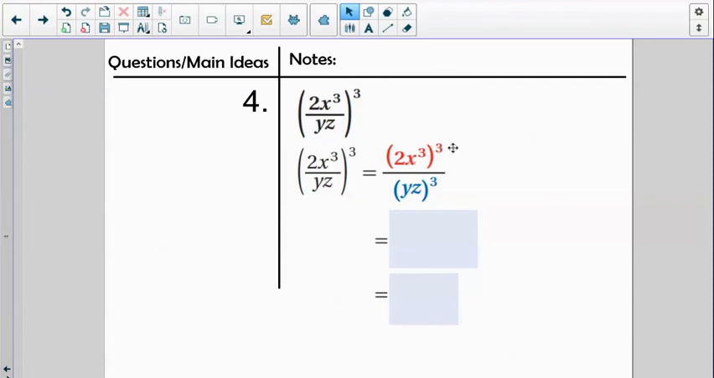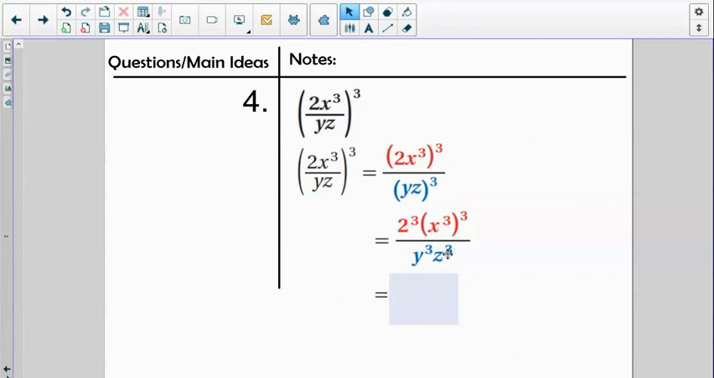So now we're going to use a property from earlier this week. It says we're going to distribute this exponent into both the numerator and the denominator. So for this 3, it's not just 2 times x cubed and then cubed, it's each part cubed. The 2 gets cubed, the x cubed gets cubed, like this, x cubed cubed. And then even in the denominator, we split the y and the z up, and they both get the exponent of 3. So y cubed, z cubed.